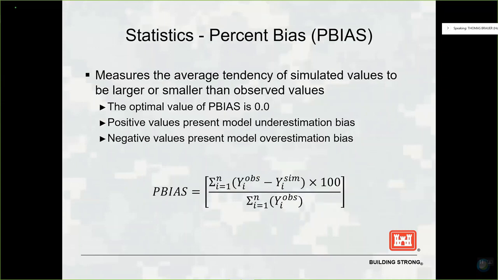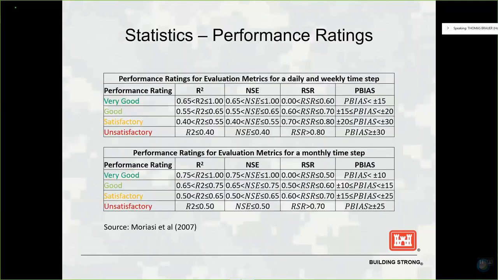And then let's take a look at percent bias. We use percent bias to give a notion of volumes. This measures the average tendency of simulated values to be larger or smaller than observed values. The optimal value is 0, and negative or positive indicates overestimation or underestimation. So is the volume greater than or less than observed?